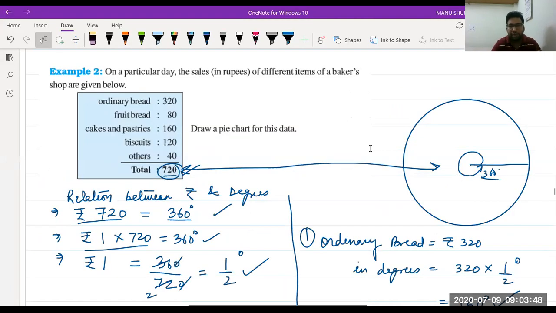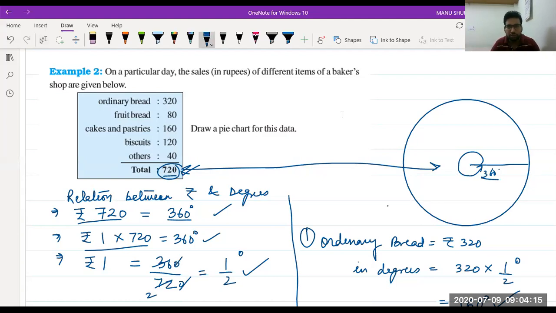Now you tell me for fruit bread. So please share screen one more time. But the screen is already shared. Sir, 320 is equal to 160, 80. Okay, you're getting all the values. Giriraj, good beta. Now tell me the fruit bread equal to how many degrees? Please tell me. Fruit bread is 40 degree. Very good beta.